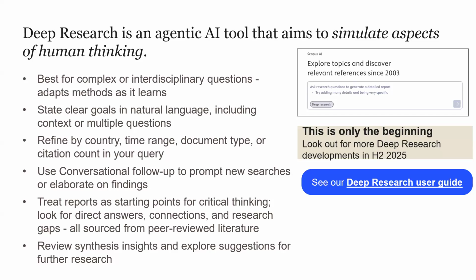So here you also look at stating clear goals in natural language. When you use deep research, you can be very specific in what it is exactly. You can also include context, and it can be multiple questions as well. You can refine by country, by time range, by document type, and by citation count. You can use conversational follow-up when using deep research as well. You can ask for elaborating on specific findings, and it will create a report.